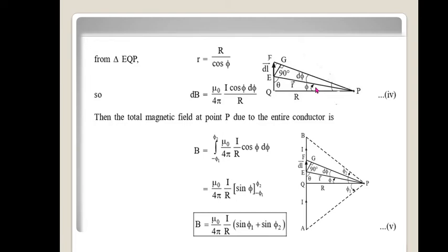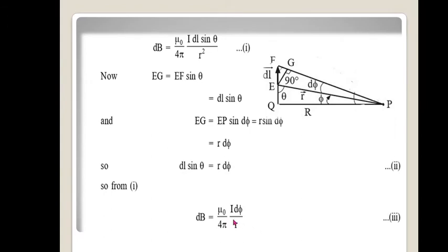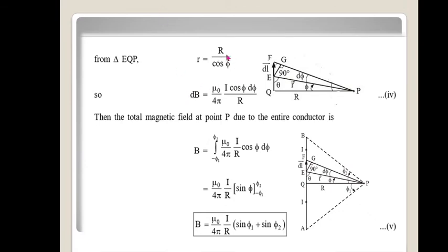Instead of this, I can consider capital R equals r cos phi. Now in the previous equation we have small r, so simply substitute small r in the previous equation. Then you will get dB equals mu naught by 4 pi, into small r, capital R, and again the cos phi goes to the numerator, into d phi.